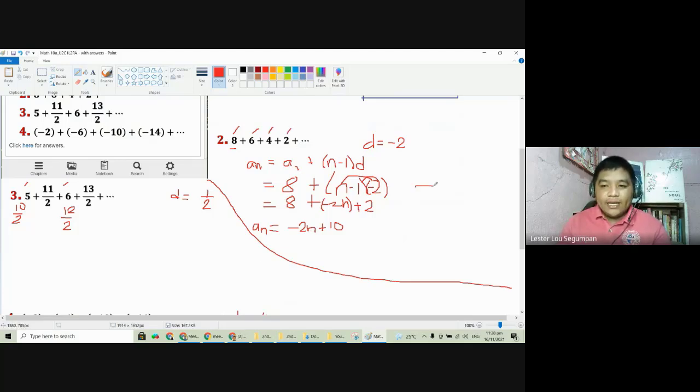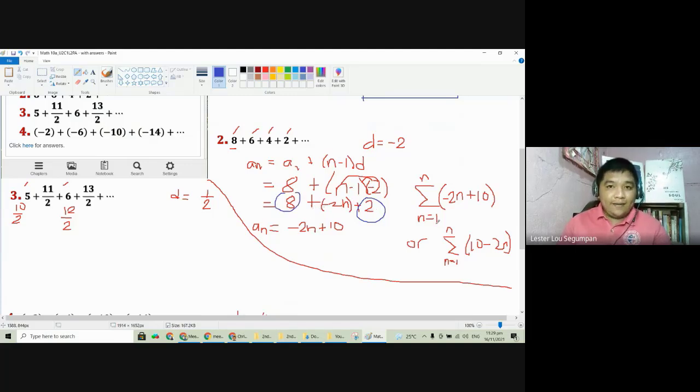This is now the quantity that we need to place beside the summation notation where n starts from 1 to n. You will have here, again, parenthesis is very important, negative 2n plus 10. Or if you have planned to add first 8 plus 2, you could also have this alternate form, 10 minus 2n, as n starts from 1 to n. Just like here, when I said I will add first 8 and 2, and I will get 10 minus 2n. They are just the same.